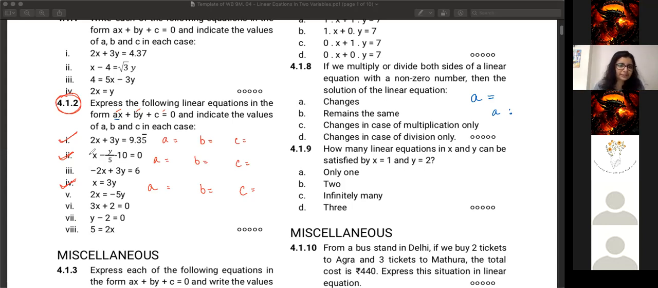So in the second part, it is x minus y by 5 minus 10 equal to 0. Okay, so that part. Correct. Nice, everyone got it. The catch was I wanted to check if you guys would put C's value as 9.35 or minus 9.35, but all of you got it. Good.